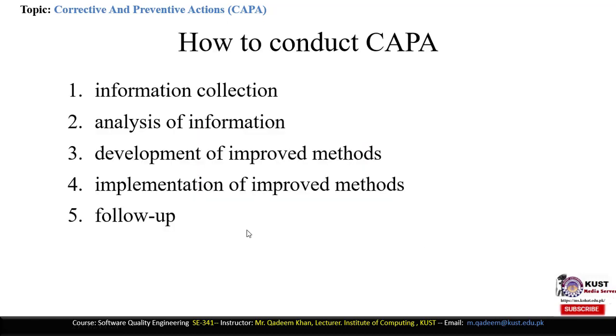Now how to conduct the CAPA, that is the corrective and preventive actions. These are four different steps which will help us to conduct the CAPA process. First, we will gather the information from the environment. Here, it means that the information will be obtained from the user as well as from the other stakeholders that are interested in this project. The information will be obtained through questionnaires or through interviews or sampling or from observations.